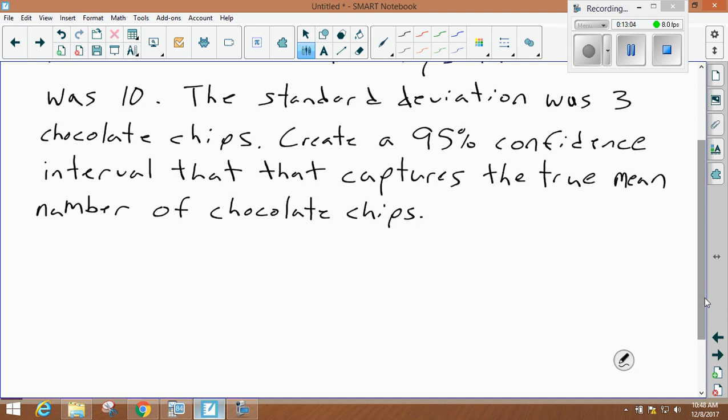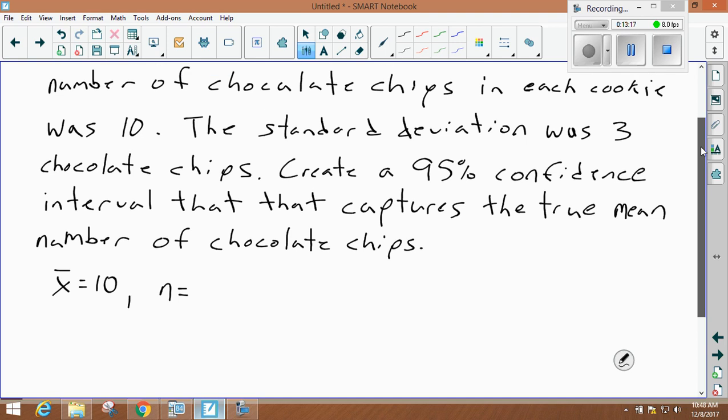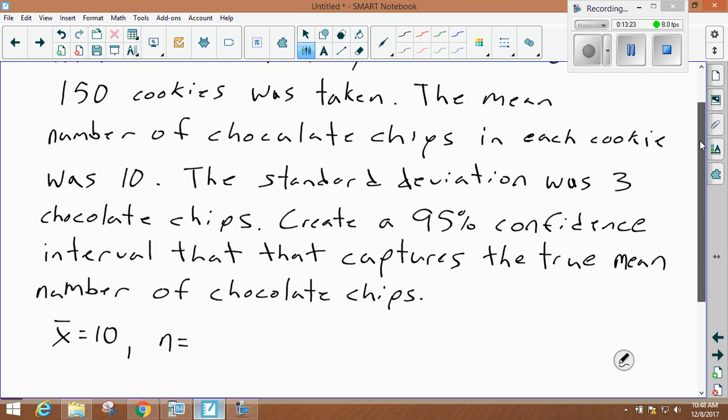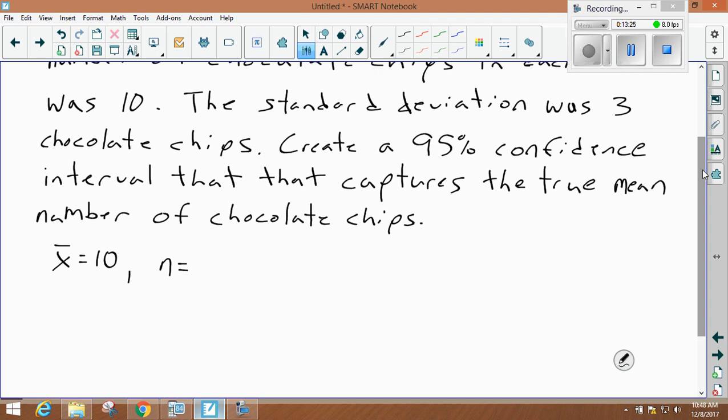All right, so let's gather our data. X bar is 10, right? And our number of cookies from our sample was 150. We took a sample of 150 cookies. And our standard deviation was 3. Confidence level, 95%. That's the information we need.